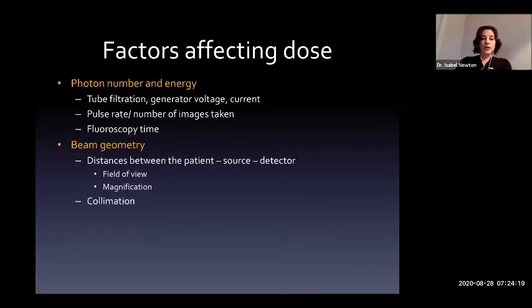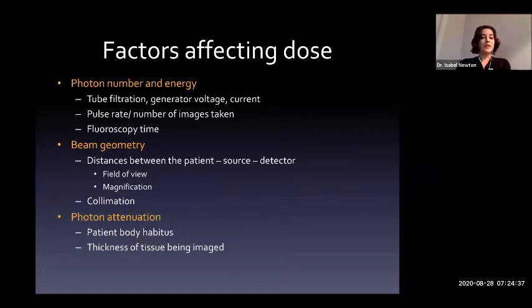Beam geometry. So again, the distance between the patient, the source, and the detector. The further away the patient is from the source, the larger the field of view, the lower the magnification and the lower the dose. Collimation, being able to remove areas that you don't care about. And then photon attenuation. So we talked about patient body habitus and the thickness of the tissues being imaged. That's how many photons are removed from reaching the detector.